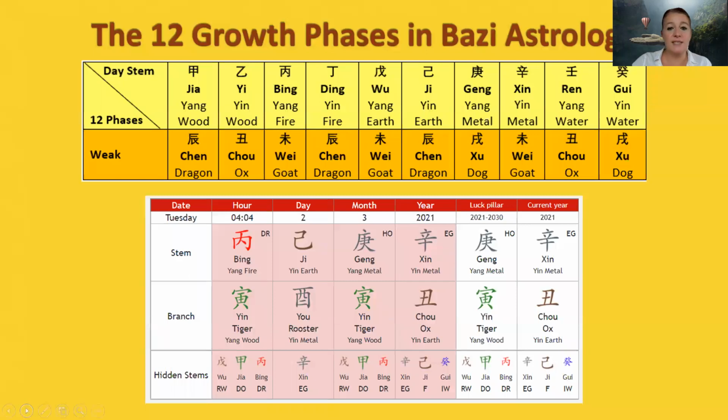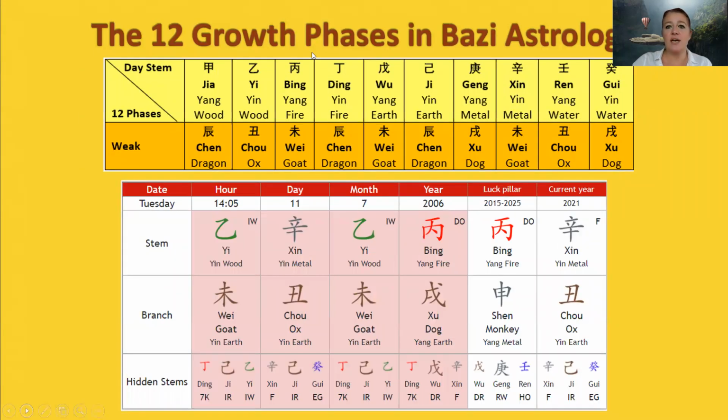Now let's have a look at another example, and let's have a look at this one here. So again, the day stem is the reference point. This is metal, yin metal, the yin polarity of metal. And for a yin metal day, the weak phase will be found in the goat. Now, this person has 2 goats in the chart, 1 in the month and 1 in the hour. What that means, I will explain later on, but this is how we see this. So this person has the weak phase twice present in his or her natal chart.